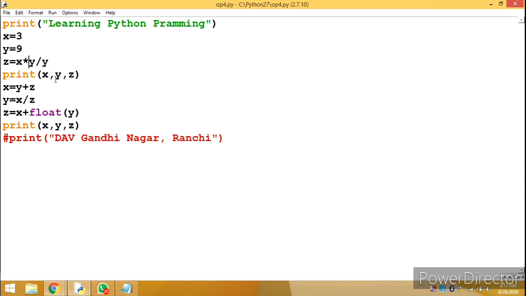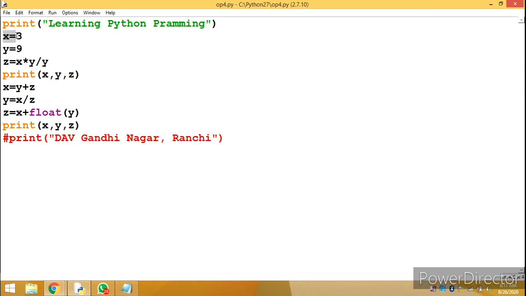So what is it printing? The values of x, y, z. So the values of x, y, z are 3, 9, 3.